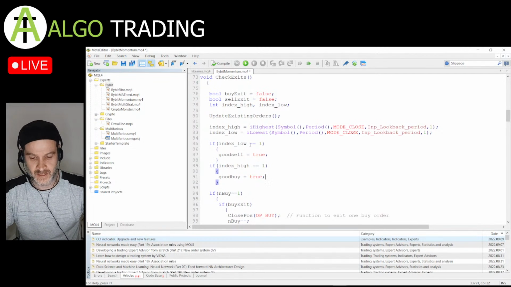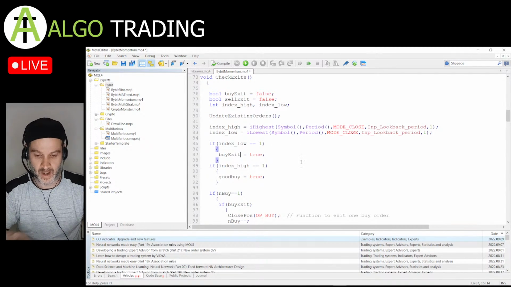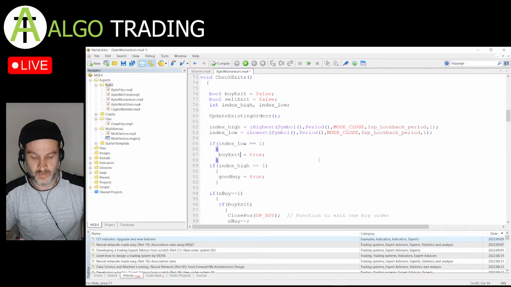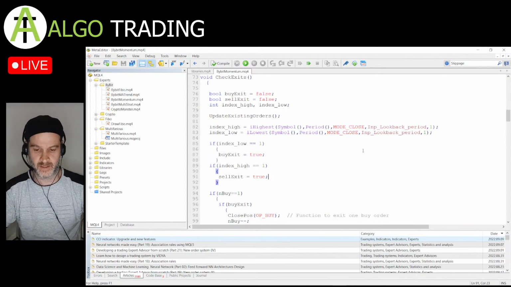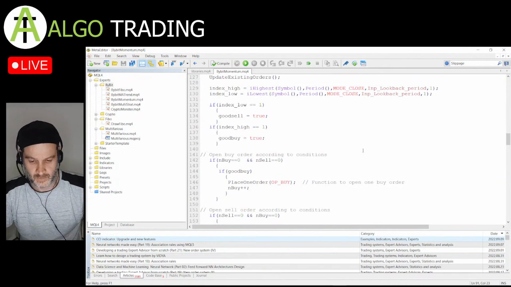Okay, so if the index low equals 1, then we're going to exit our buy. Remember, these are exit strategies, so now we do the opposite of what we did in the entry strategy. And if the index high equals 1, which means it's the highest, then we're going to exit our sell. So we exit our sell, enter our buy. Then we exit our buy, enter the sell. That's sell exit equals true. And that is our EA. We are done. Quick and simple.